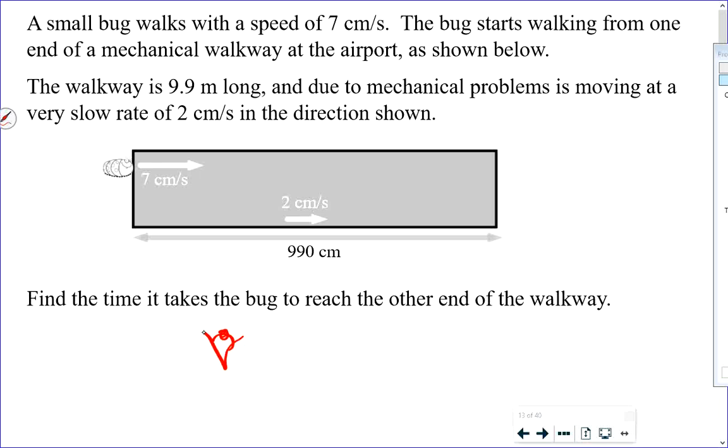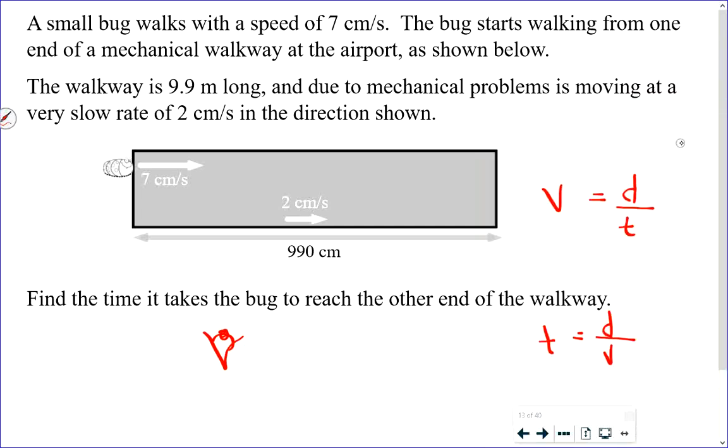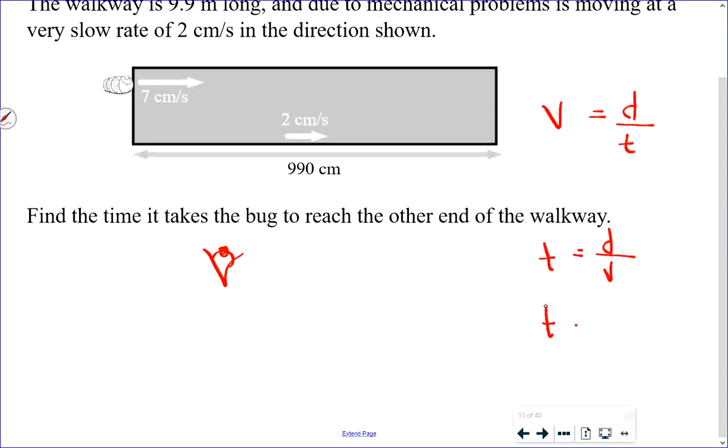Well, we can use a speed equals distance over time situation. I don't need to worry about vectors here. The time will be equal to the distance the bug has to travel divided by how quickly it's covering that distance. So we're going to get 990 centimeters divided by the speed, which is 9 centimeters per second. I think that's 110 seconds.